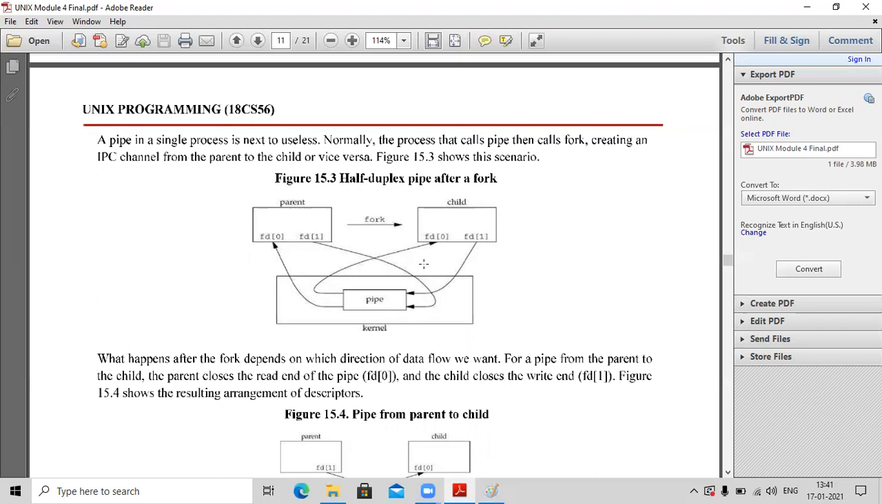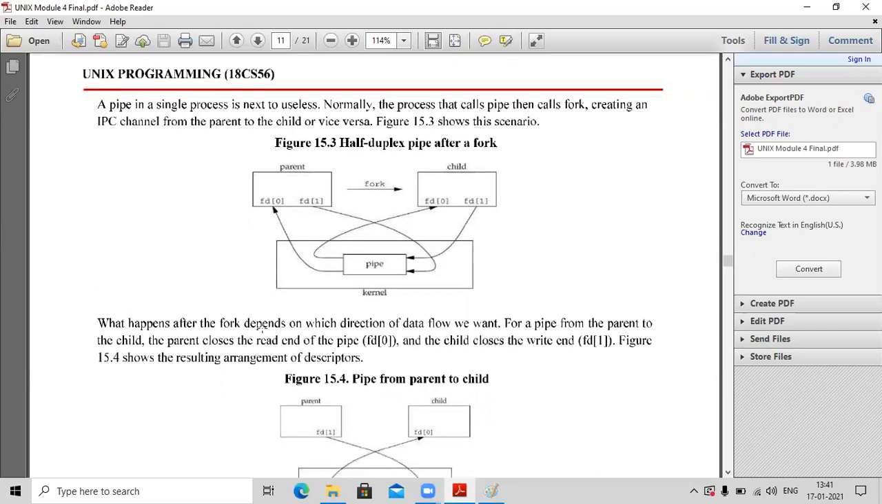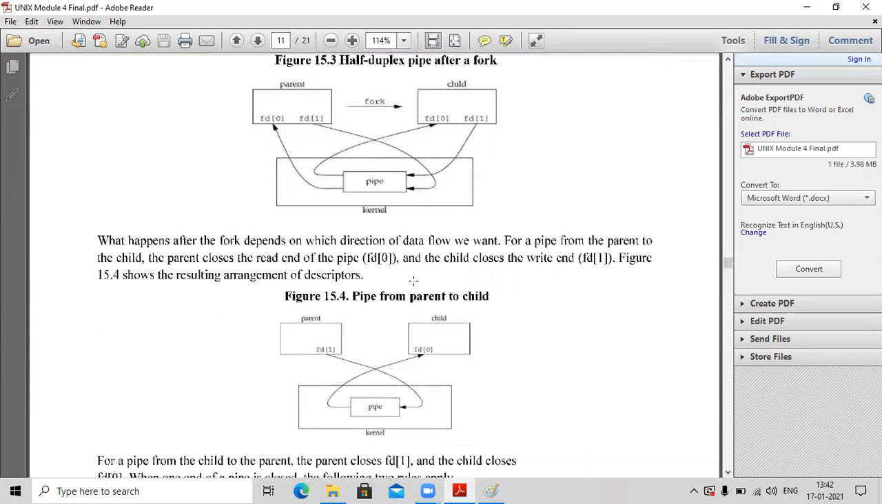So what actually happens here? What happens after the fork depends upon the direction of data flow we want, in which direction we want the data flow to happen. For a pipe from parent to child, the parent closes the read end of the pipe, which is the read end FD of 0, and the child closes the write end. This can be shown in the below diagram.